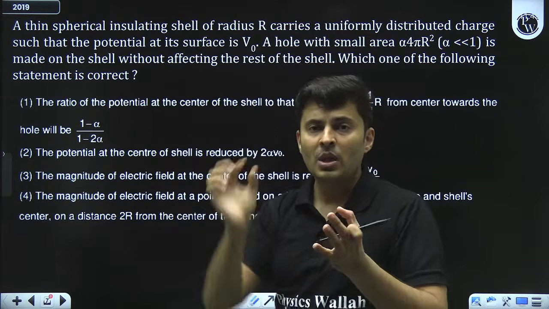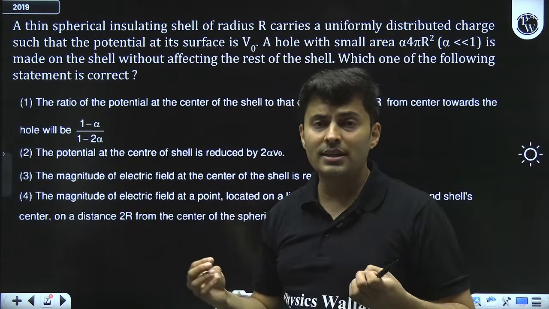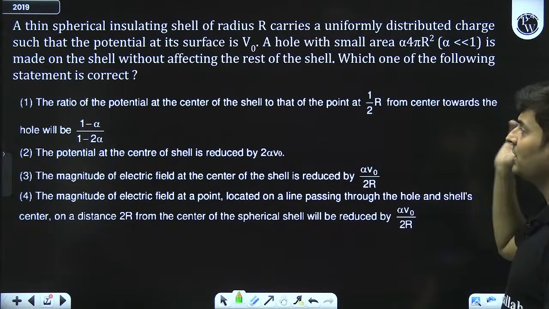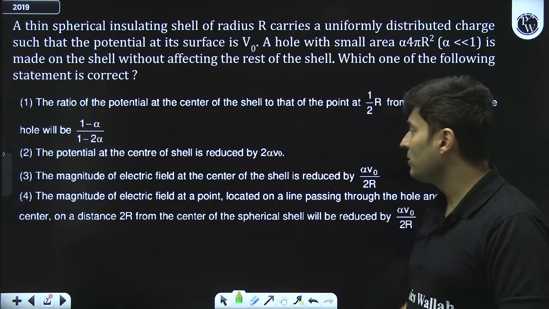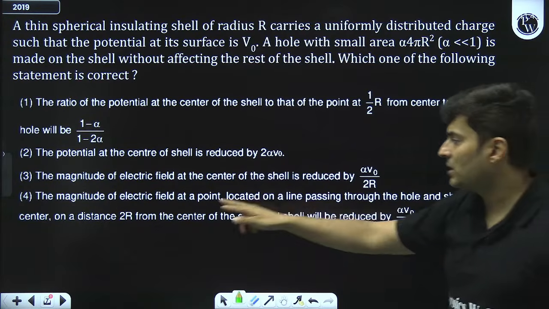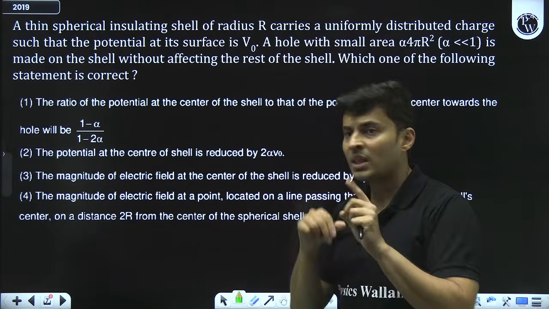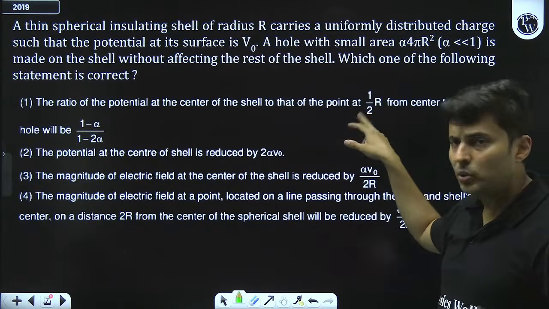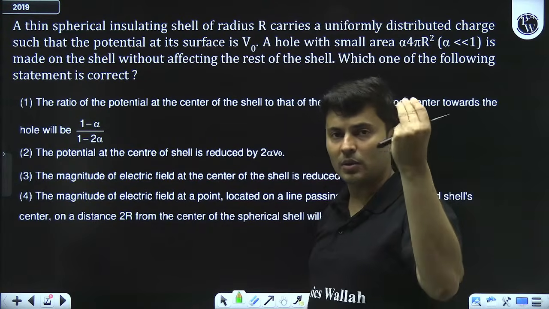So you have a shell, you have made a small hole on it, and because of that, the whole field, the potential, all these numbers are going to change. And that is exactly the options if you notice. First option says the ratio of the potential at the center to that at a point somewhere r by 2 from the center. The potential at the center, how much will it change? The magnitude of the field at the center, the magnitude of the field at some point which is at a distance of 2r from the center. So I can see 3 points over here. One is the central point of the sphere. Second point is at a distance of r by 2. At a distance of r by 2, potential is asked, and the third point is at a distance of 3r. So these are the 3 points which we might have to figure out the field potential.